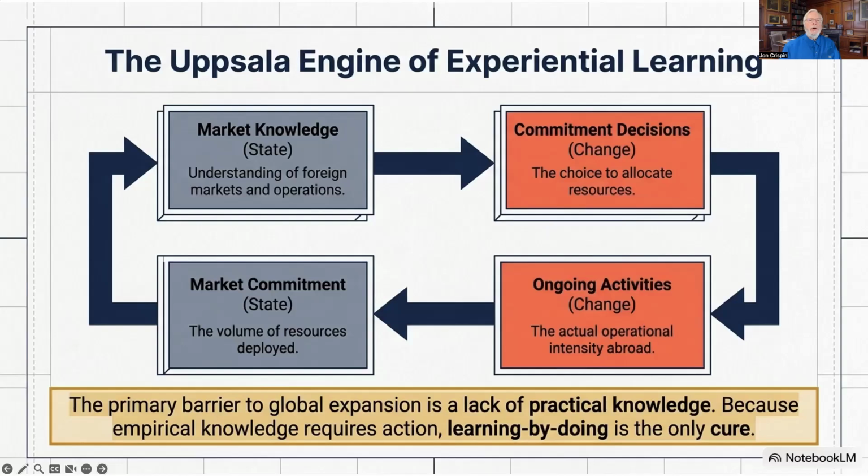So we start off with experiential learning in market knowledge. Executives in the firm need to have market knowledge, and if they don't have it, they need to go get it so that they can understand the foreign markets and operations. You simply cannot compete if you can't do that. Next is commitment decisions.